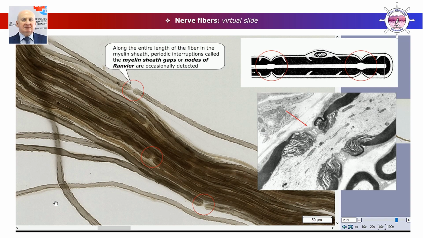Along the entire length of the fiber, in the myelin sheath, periodic interruptions called myelin sheath gaps, or nodes of Ranvier, are occasionally detected. They do not contain myelin and correspond to the boundaries of adjacent neurolemmacytes.